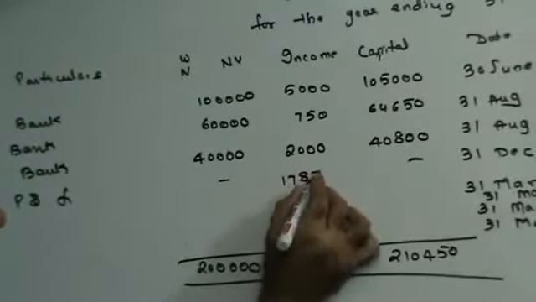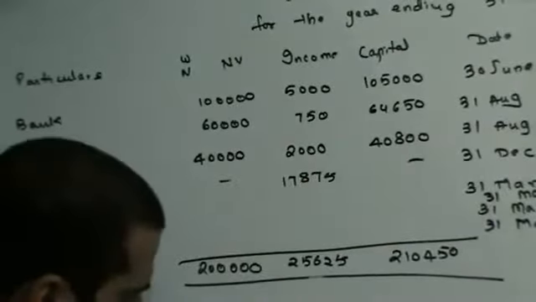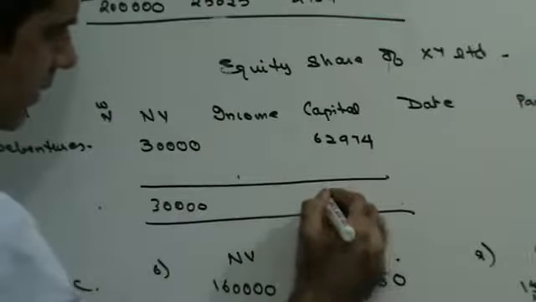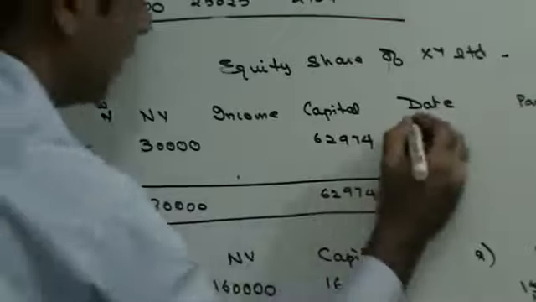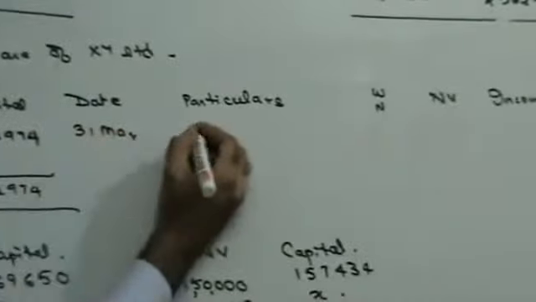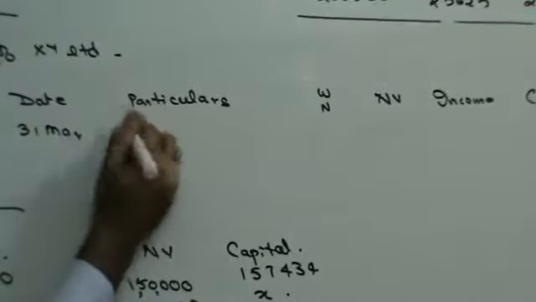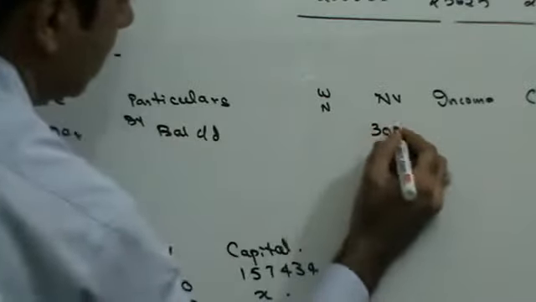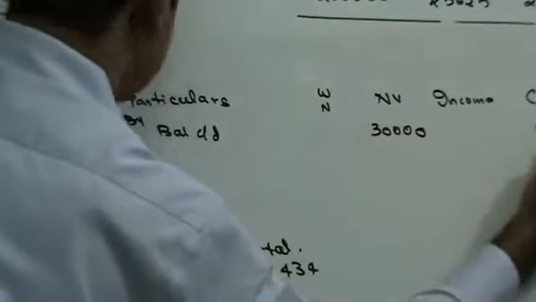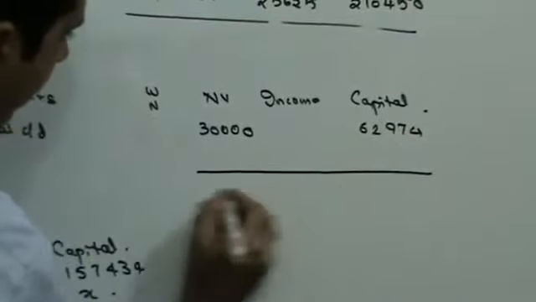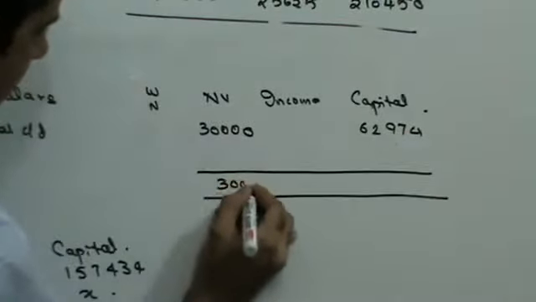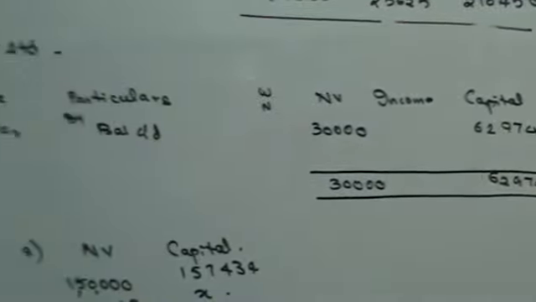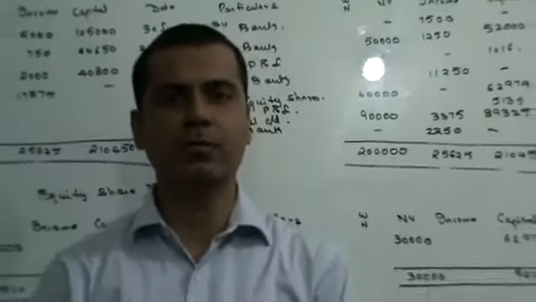Let's tally the equity account. 30,000 and 62,974. This is 31st March, by balance carried out, 30,000 and 62,974. Fine, did we get this thing here? This finishes the sum. We stop this here for the day. Thank you very much.